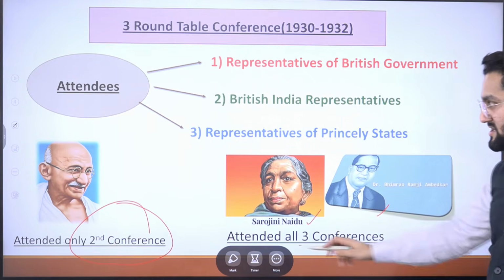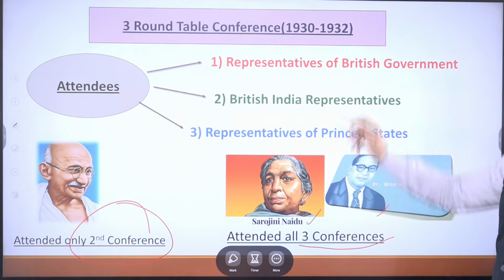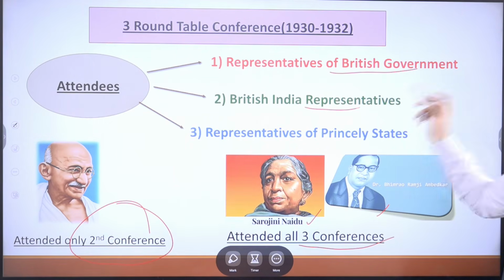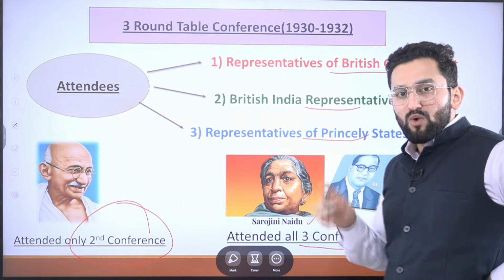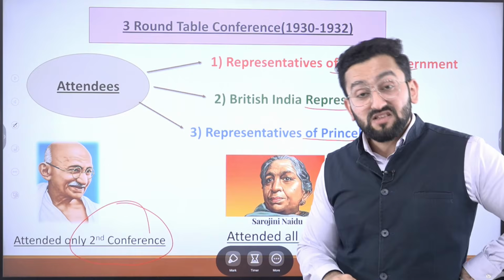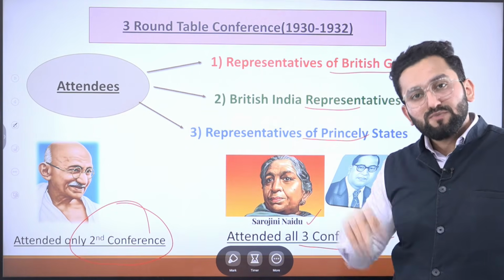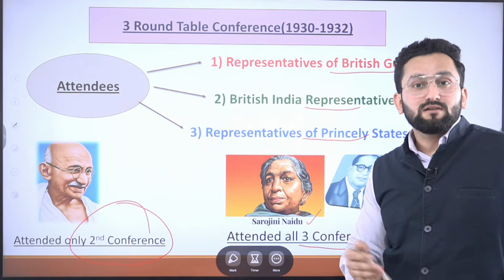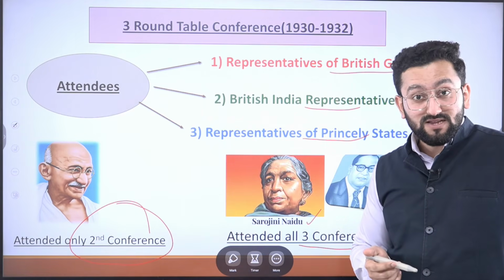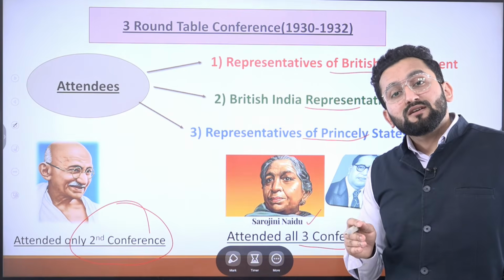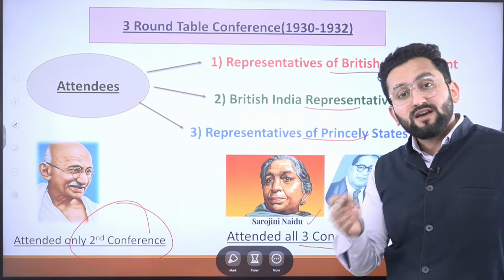Gandhiji went only to the second conference, and Sarojini Naidu and Dr. B.R. Ambedkar went to all 3 conferences. Representatives of the British government, of India, and of the princely states, all 3 segments were present there. As an outcome, the MacDonald Award was declared by Ramsay MacDonald, the British Prime Minister at that point of time.